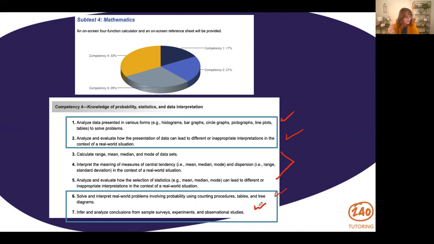Now, I said this last week, and I'm going to add it again this week. I want to point out something. If you look at competency 4, it's 33% of your exam. It's the most heavily weighted competency in the whole exam.